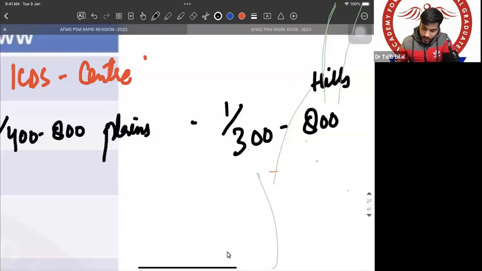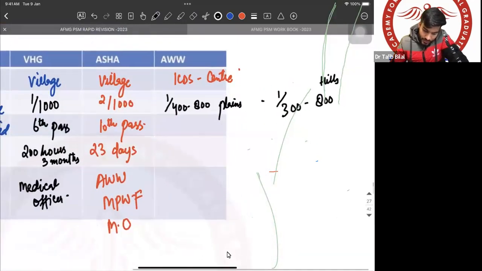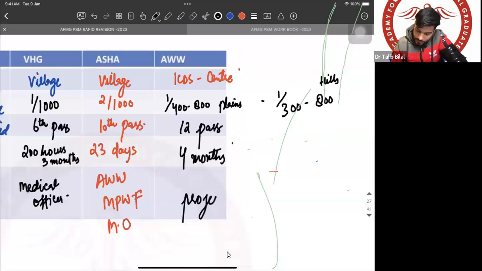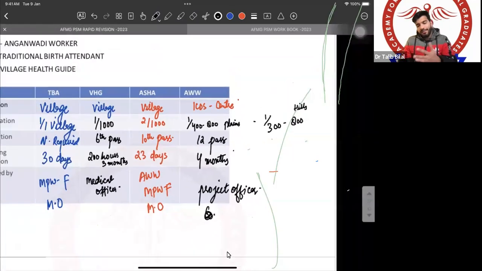For hills, what should be the education, guys? She should be 12th pass. But 4 months should be the training period, and she's trained by a project officer or community development officer.